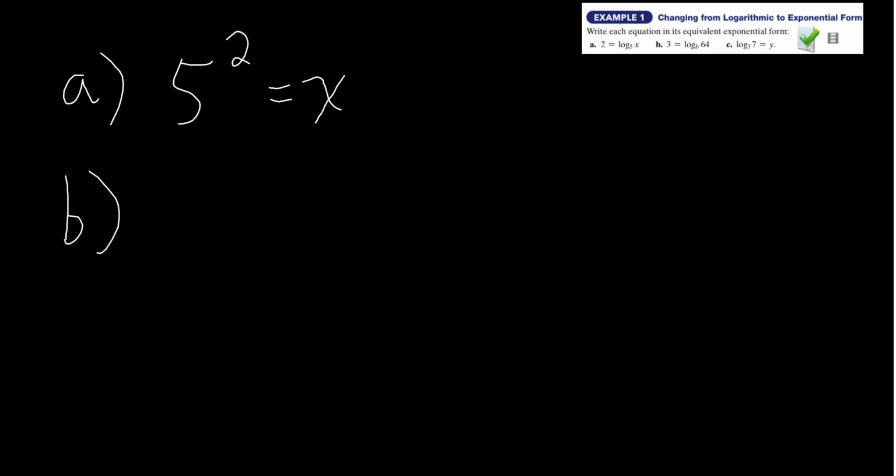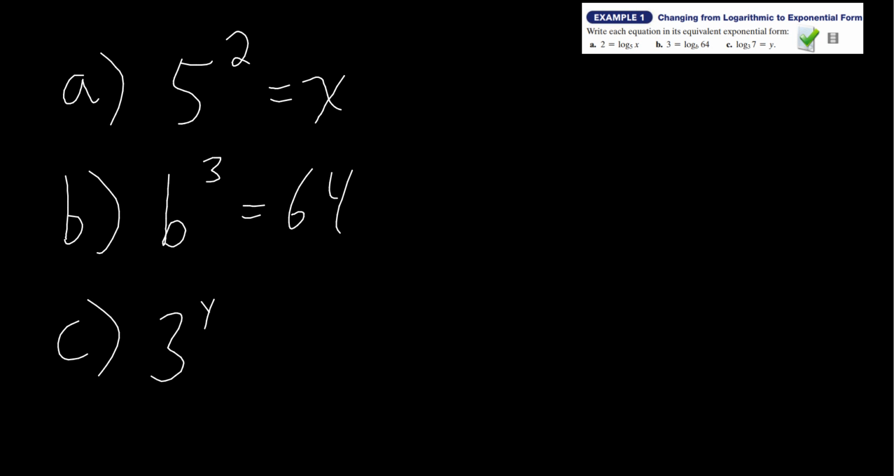All we're doing is rearranging from logarithmic to exponential. Okay, so again, this is log base b of 64, so the base is b. Then what's on the other side of the equal sign is a 3, so b cubed, and what is b cubed equal to? Well, it's equal to 64. And then c, we have a base of 3. What's on the other side of the equal sign? It's a y, and that is equal to some 7.